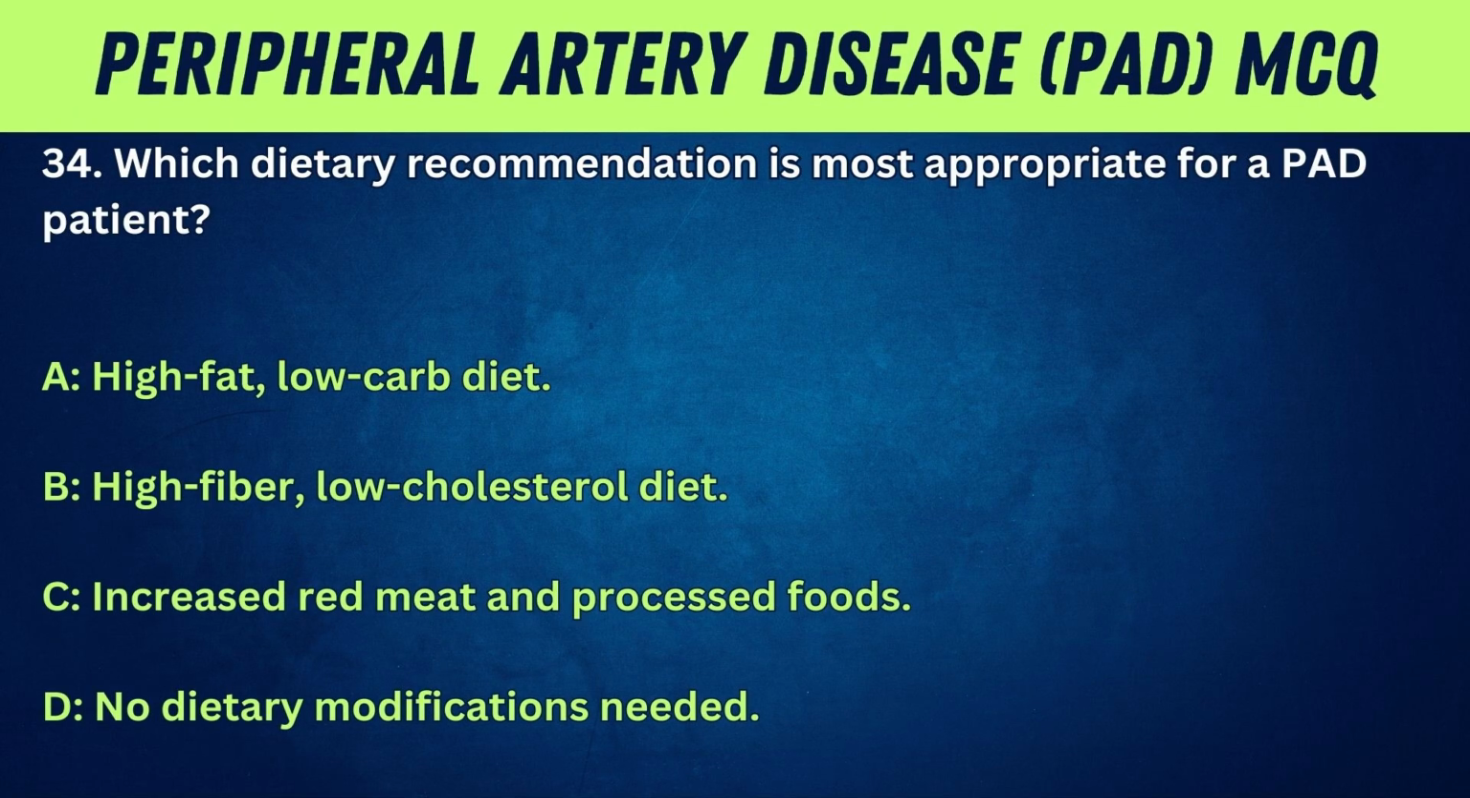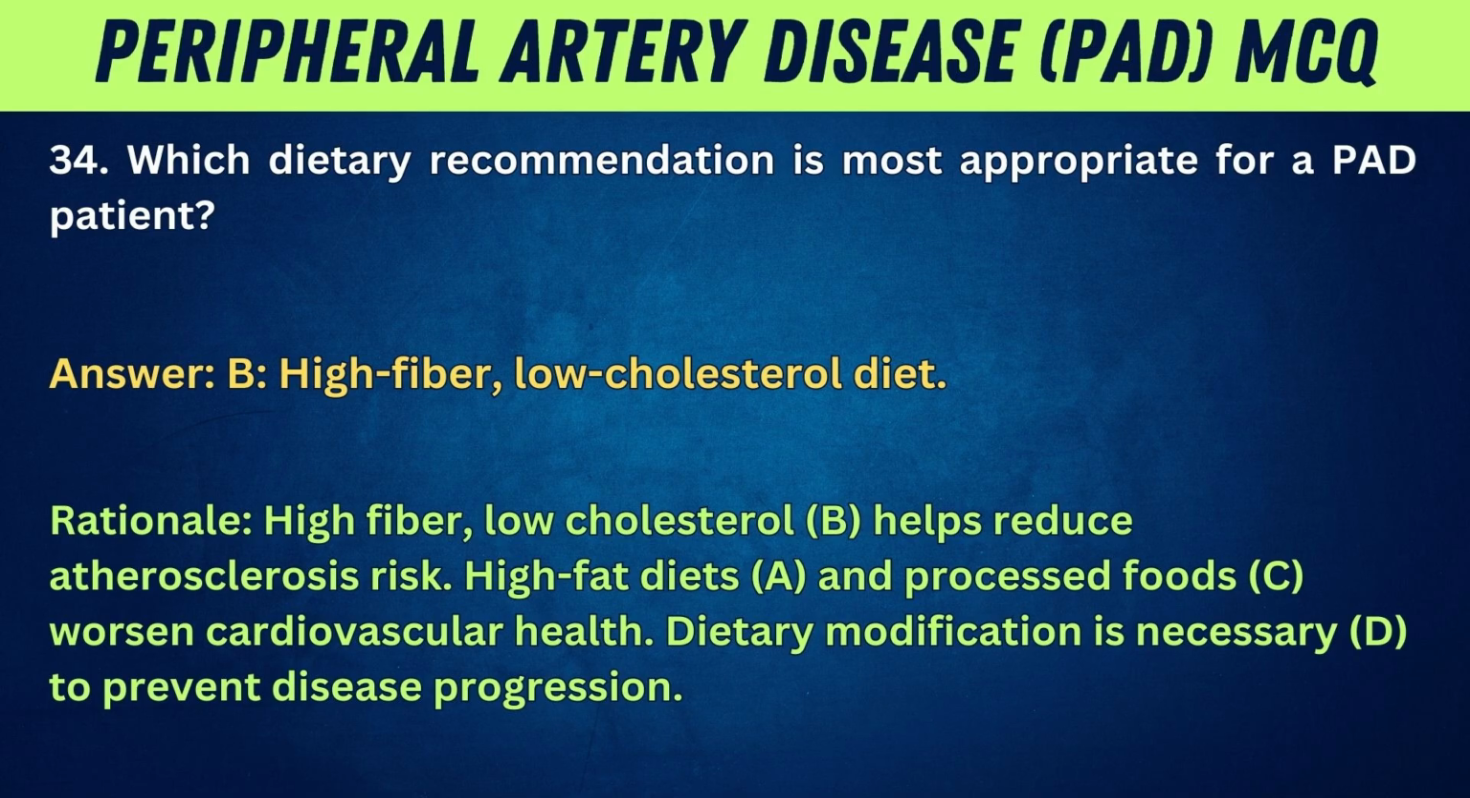34. Which dietary recommendation is most appropriate for a PAD patient? A. High-fat, low-carb diet. B. High-fiber, low-cholesterol diet. C. Increased red meat and processed foods. D. No dietary modifications needed. Answer: B. High-fiber, low-cholesterol diet. Rationale: high-fiber, low-cholesterol, B, helps reduce atherosclerosis risk. High-fat diets, A, and processed foods, C, worsen cardiovascular health. Dietary modification is necessary, D, to prevent disease progression.